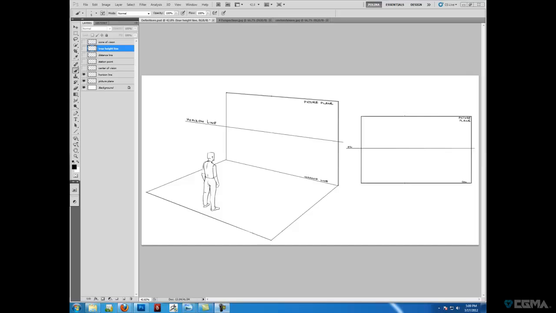Now, on the eye level line, directly across from the viewer's eyes, is a point called the center of vision. This point is very important because it helps determine your perspective. In 1-point perspective, the vanishing point will directly line up with the center of vision. But the moment the vanishing point leaves the center of vision, it becomes a 2-point perspective. The moment you tilt the picture plane, it becomes a 3-point.